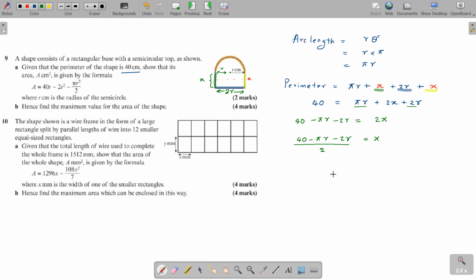This gives you the x. Okay, that is what I used. I got this by using the perimeter. So now what we'll do is create our area formula. Shall we create the area formula?